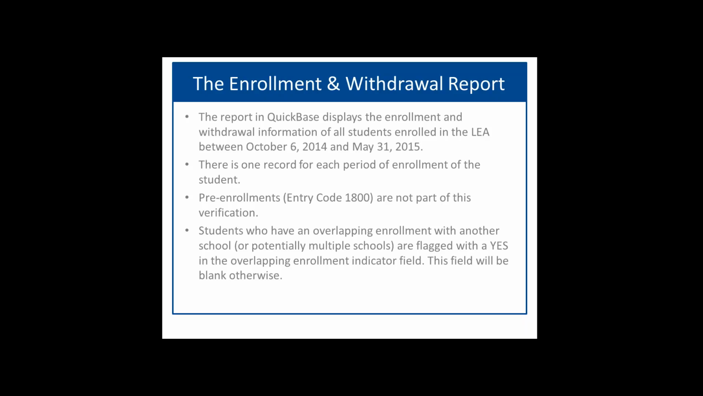Additionally, pre-enrollments indicated by the entry code 1800 are not part of this verification because a pre-enrollment means that the student has not yet shown up to the school to receive educational services. Finally, the report will indicate if a student has an overlapping enrollment with another school or potentially multiple schools. Students with overlapping enrollments are flagged with a yes in the overlapping enrollment indicator field. If there is no overlapping enrollment, the field will be blank.